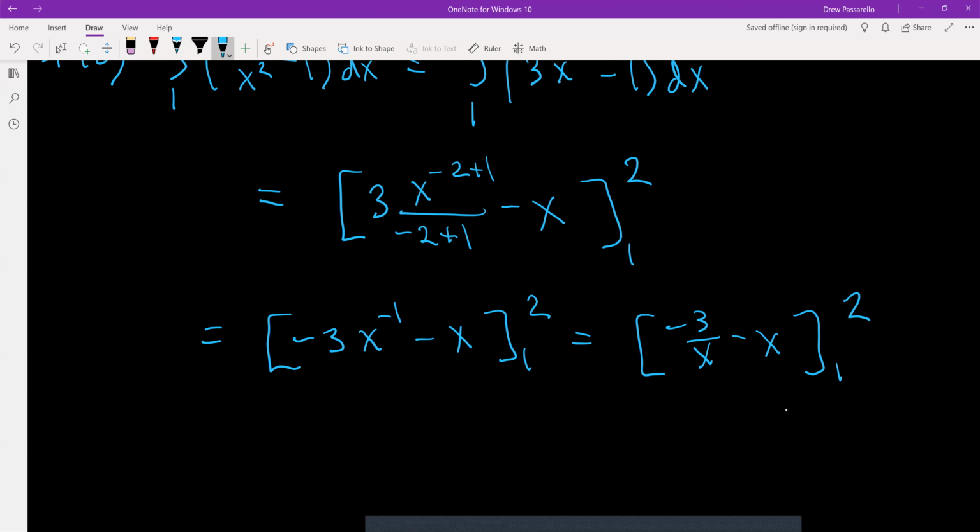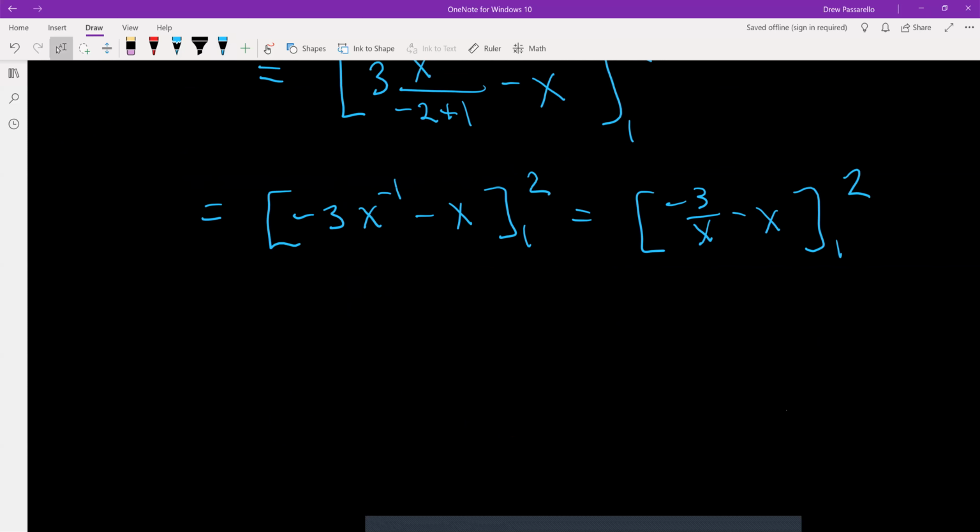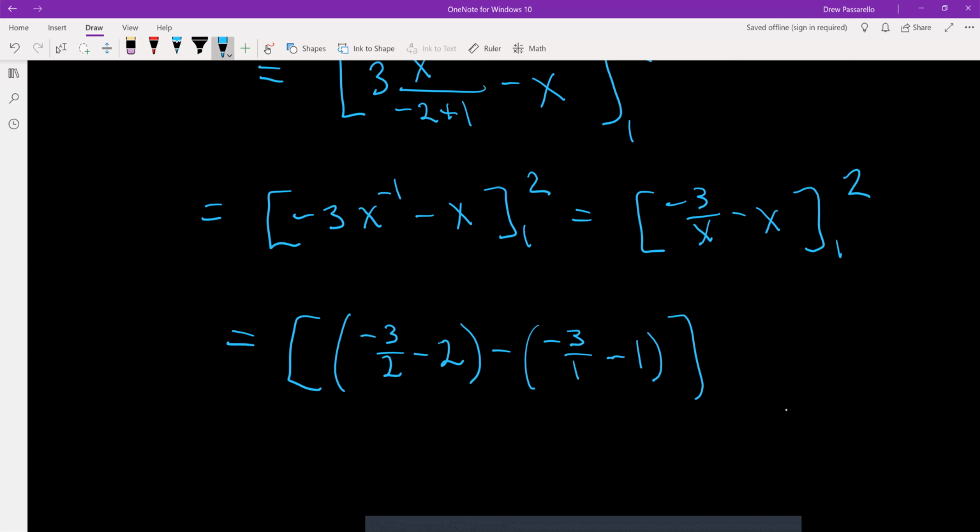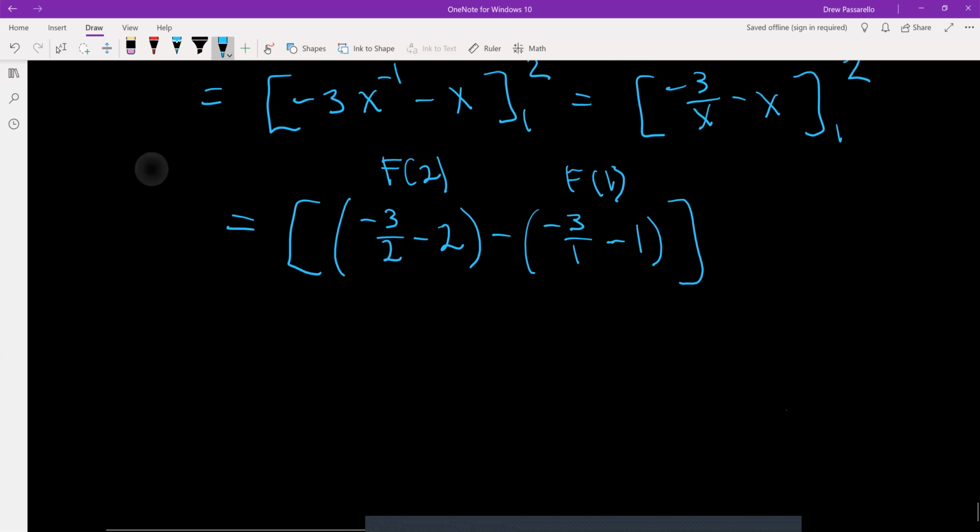And then now I'm going to apply the fundamental theorem. So plugging in 2, our upper limit, that's going to be negative 3 halves minus 2. And then I do minus, and then our lower limit's 1, so it'll be negative 3 divided by 1 minus 1. All right, so that's our f of 2 minus f of 1. All right, and when you find all this, this comes out to be 1/2.